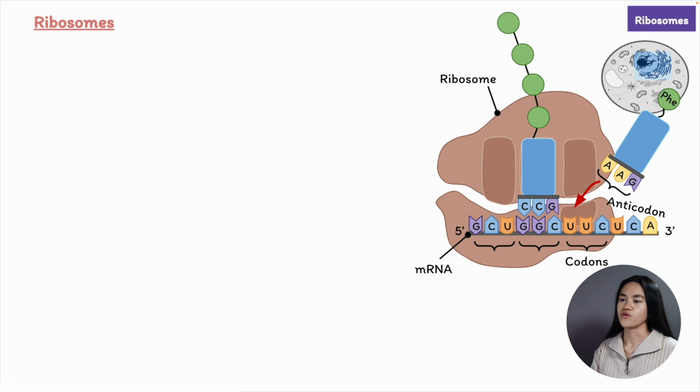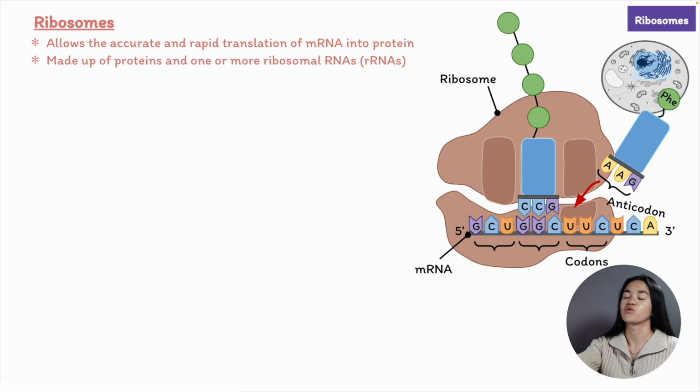Like we mentioned before, ribosomes carry out protein synthesis. A ribosome consists of a large subunit and a small subunit, each made up of proteins and one or more ribosomal RNAs or rRNAs. In both bacteria and eukaryotes, a large and small subunit join to form a functional ribosome only when attached to an mRNA molecule. Now, ribosomes are not considered organelles because they are not membrane bound. They don't have a membrane.